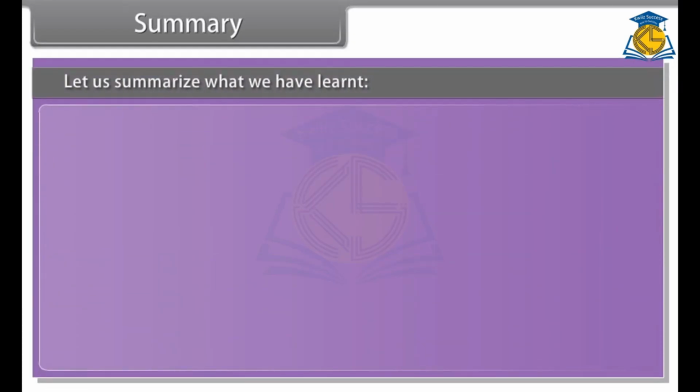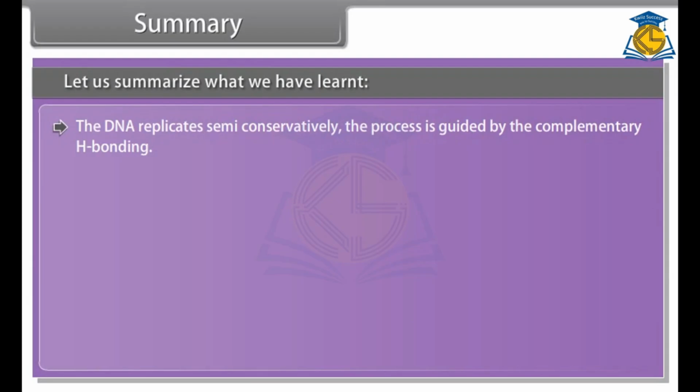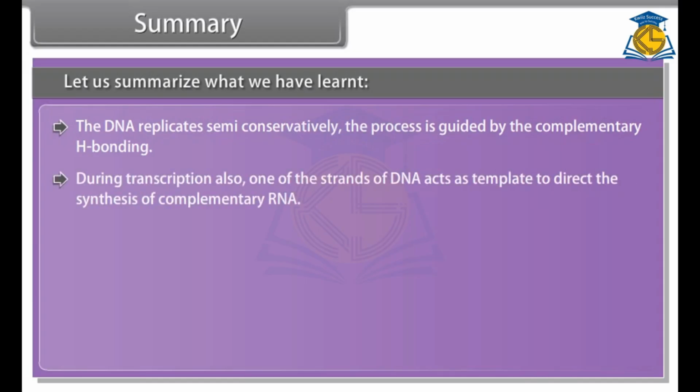Summary. Let us summarize what we have learned. The DNA replicates semi-conservatively. The process is guided by the complementary H bonding. During transcription also, one of the strands of DNA acts as a template to direct the synthesis of complementary RNA. In eukaryotes, transcription is accompanied by splicing of introns.